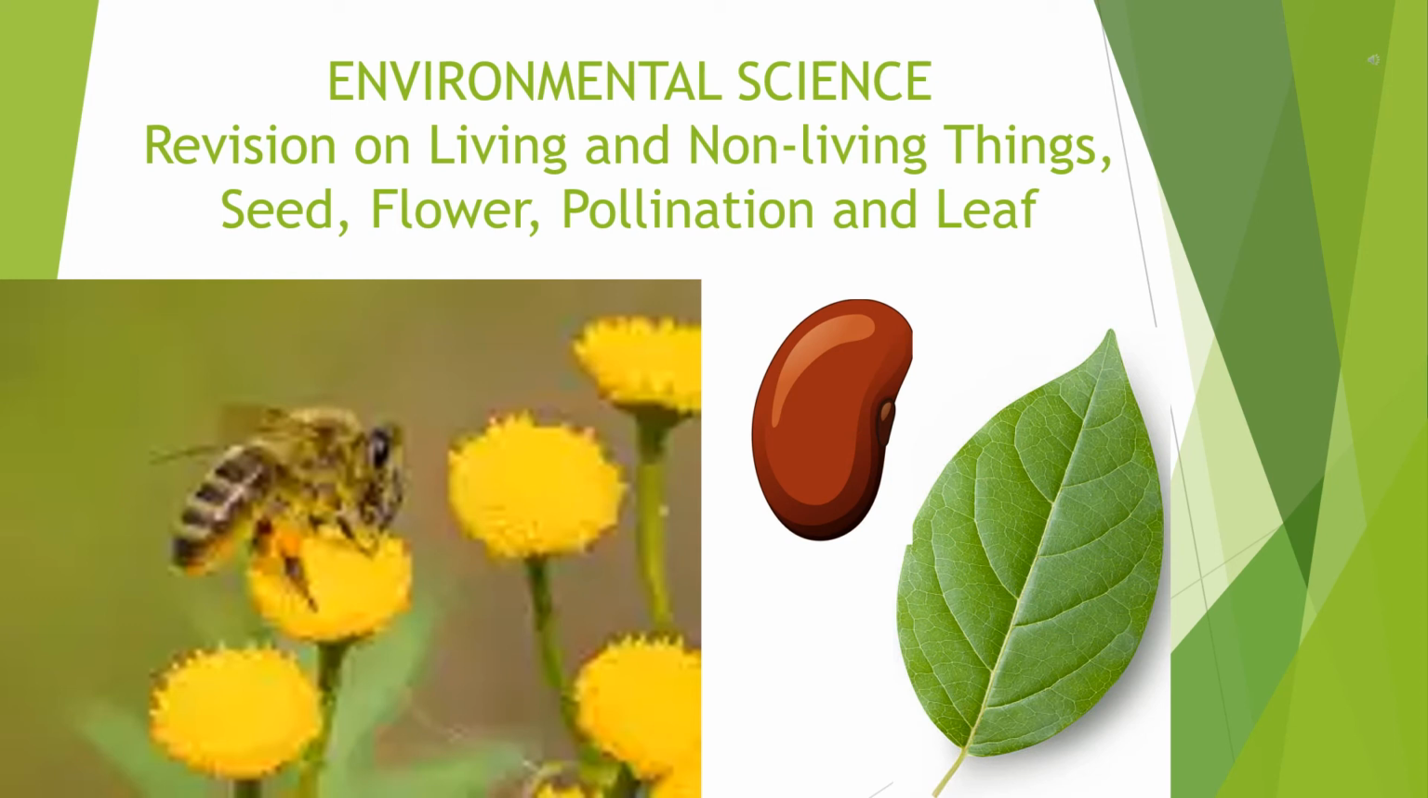Pollination. The transfer of pollen grains from the anthers to the stigma of plants is called pollination. The transfer of pollen grains from the anthers to the stigma of the same plant is called self-pollination. The transfer of pollen grains from the anthers to the stigma of another plant of the same species is called cross-pollination. Insect-pollinated flowers are brightly colored and are pollinated by insects.